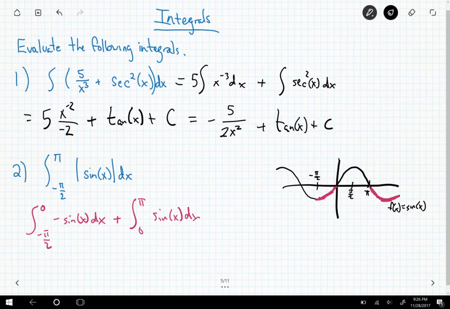And that's essentially how we can tackle any absolute value. Just find where it's negative, and then as soon as you have that, you're in good shape. You're ready to solve this thing. So the antiderivative of negative sine of x should be positive cosine of x. So we have that integral becomes cosine of x from negative pi over 2 to 0.